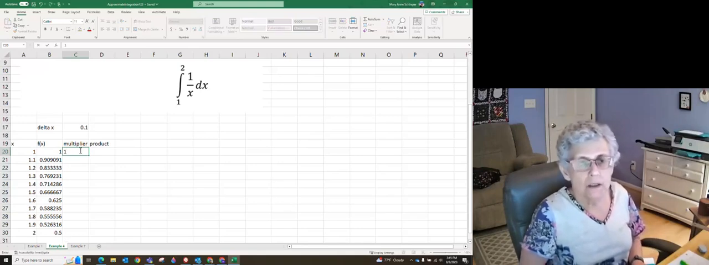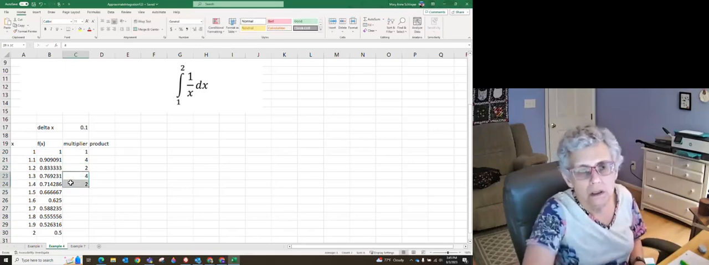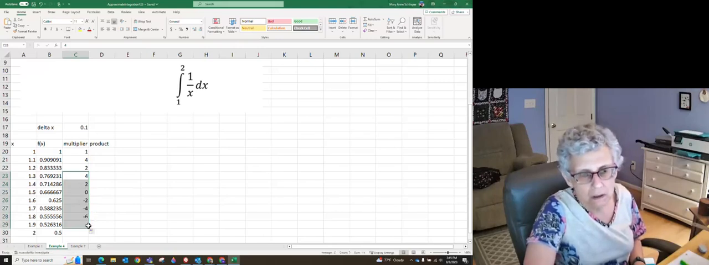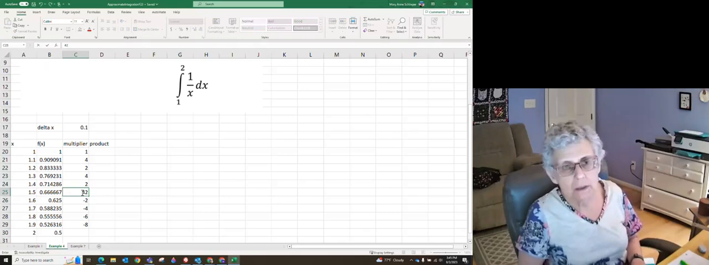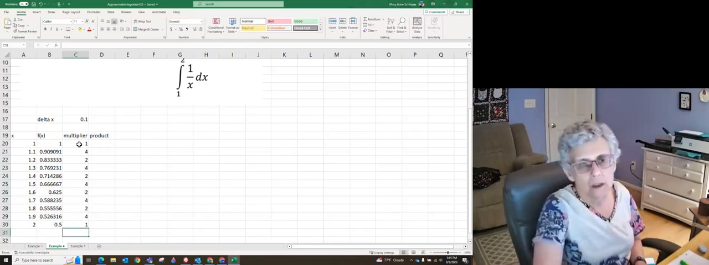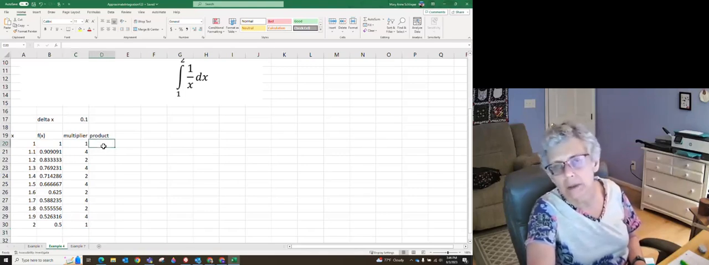My multipliers are 1, 4, 2, 4, 2. Let's see if it'll continue the pattern for me. I think it will. I would highlight those 2. Nope, it doesn't. So we just have to type it in. 4, 2, 4, 2, 4, 1. So 1 on top, 1 on the bottom, 4, 2, 4, 2. You could have cut and pasted it.